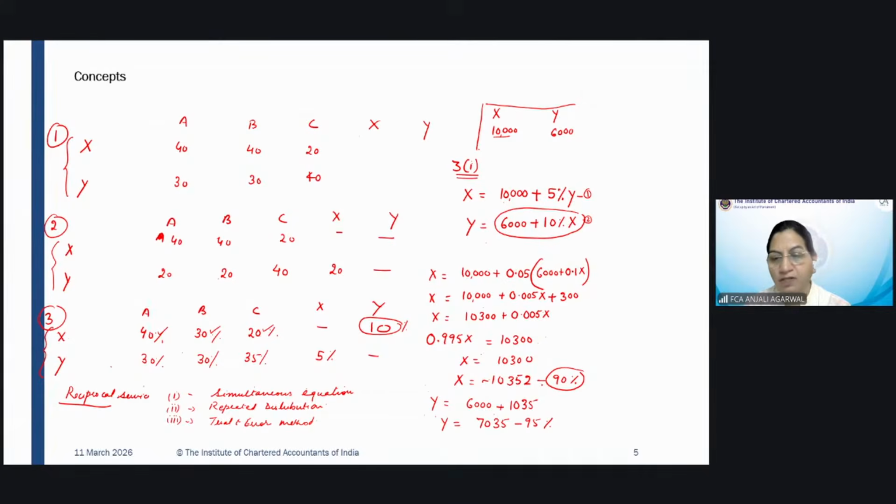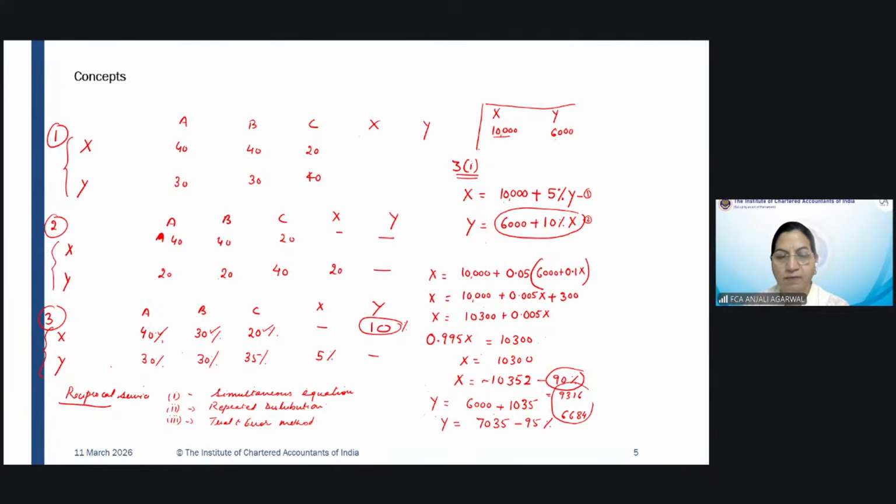In order to check your answers, what you can do here is 10,352 into 0.9, that is 9,316, and 7,035 into 0.95, that is 6,683 or 84. These two totals should be exactly 16,000.